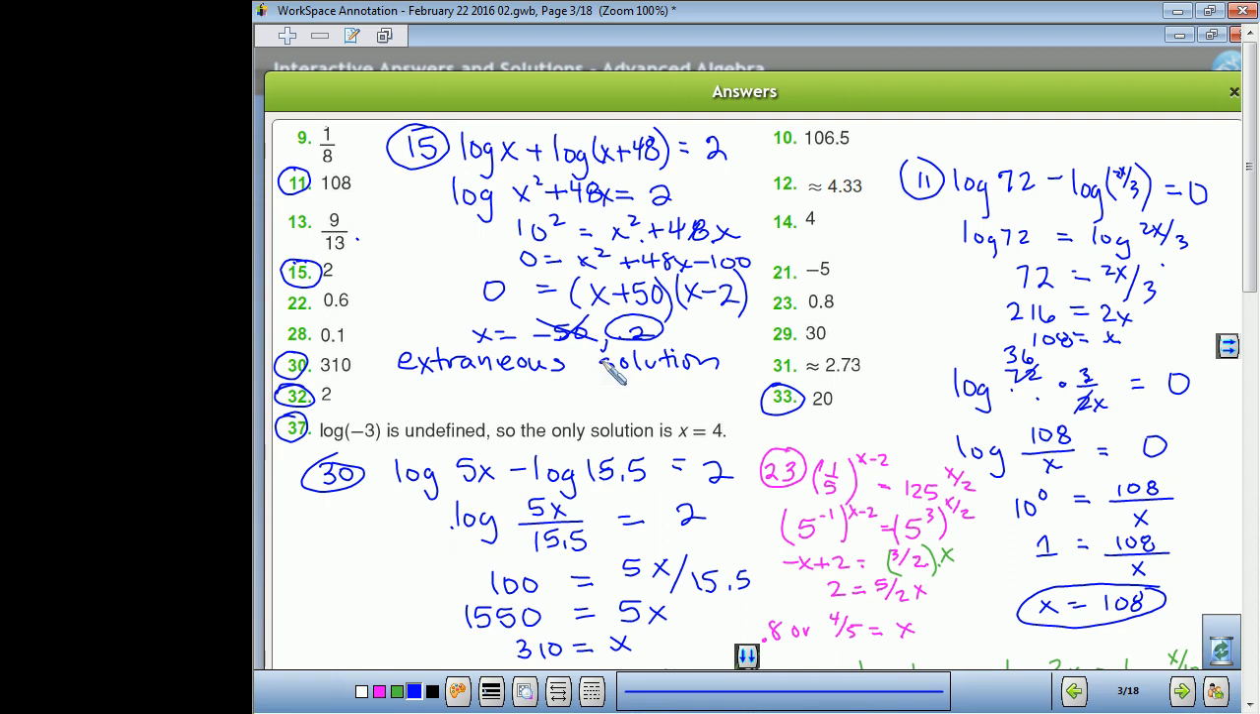Oh, like getting negative 3. Now sometimes both of them work. If I plugged negative 50 back in, I get this statement: log base 10 of negative 50. Is that possible? It's not defined. So this equation is not defined for that solution. Therefore, it is not a solution.